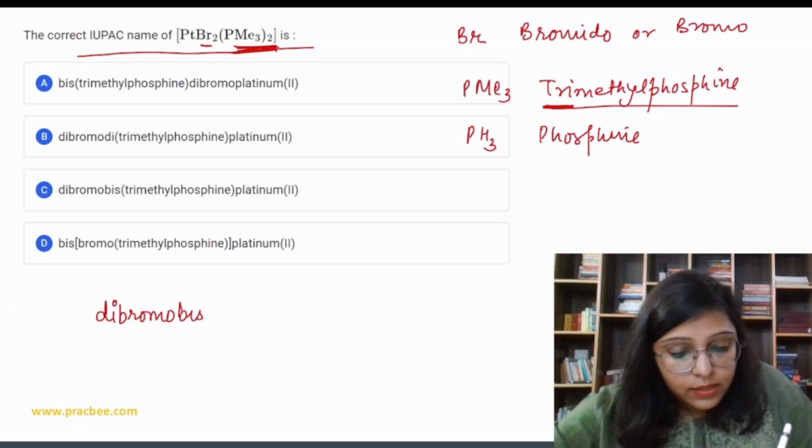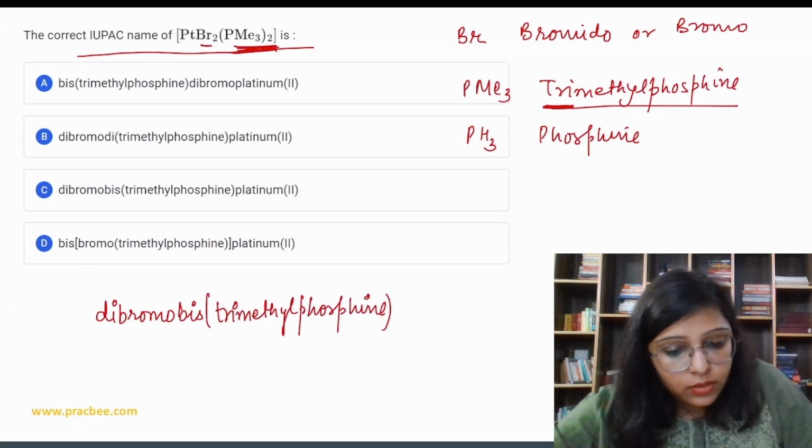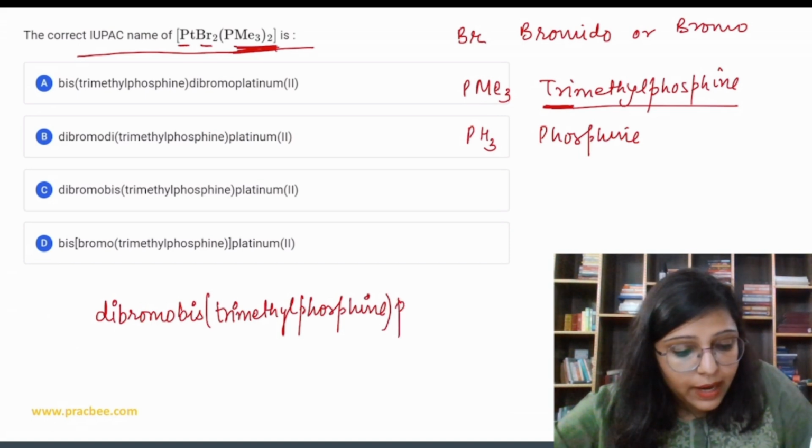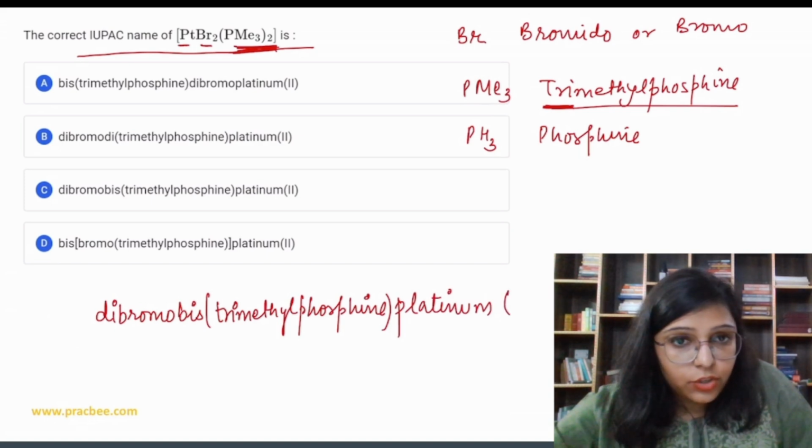So bis(trimethylphosphine), bracket close. Then we have to write down the name of the metal, which is what? Platinum. Now we have to write down the oxidation number.